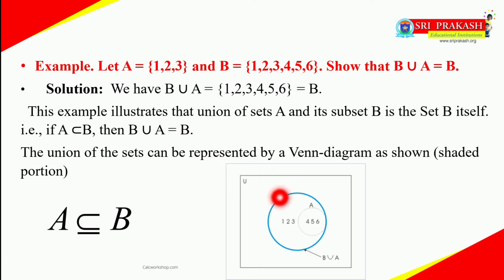Here you can find the set B with the elements 1, 2, 3, 4, 5, 6 and set A with the elements 1, 2, 3. Then the result of A union B is equal to {1, 2, 3, 4, 5, 6}.